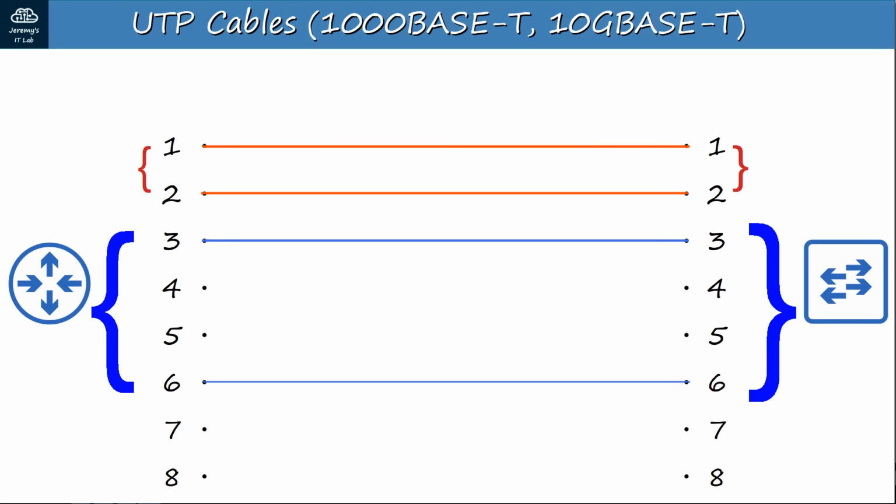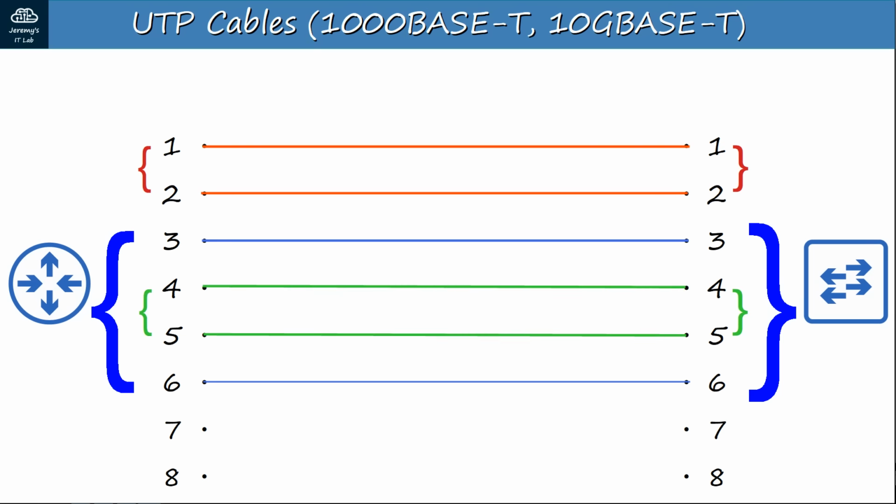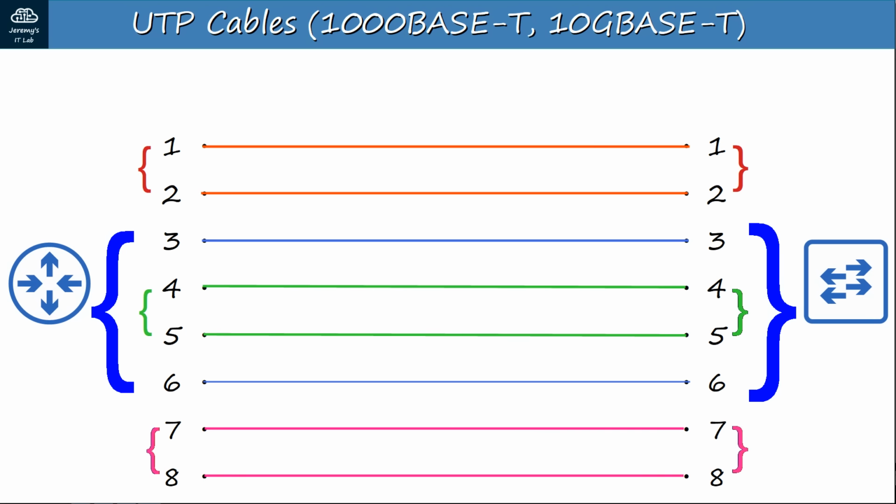So, we've talked a lot about 10BASE-T and 100BASE-T. But what about the higher speed copper Ethernet cables? Remember, I said before that for gigabit Ethernet and 10 gigabit Ethernet, all 8 wires are used. The last two pairs are 4 and 5 and 7 and 8. Again, there will be flashcards to help you remember these details. It may seem like a lot to memorize, but if you use the flashcards properly, it's amazing how easy it is to remember all of these things.